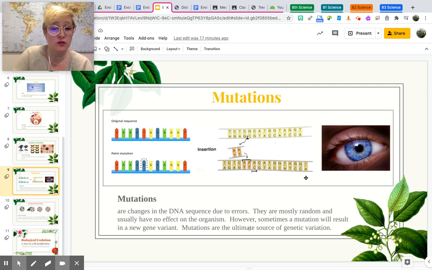So mutations are changes in the DNA sequence due to error. So mutations are mistakes. Mistakes are good things. You should all make mistakes, right? That's how new things happen. If people didn't make mistakes, nothing new would ever happen.